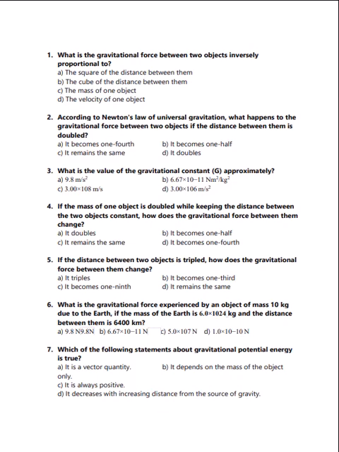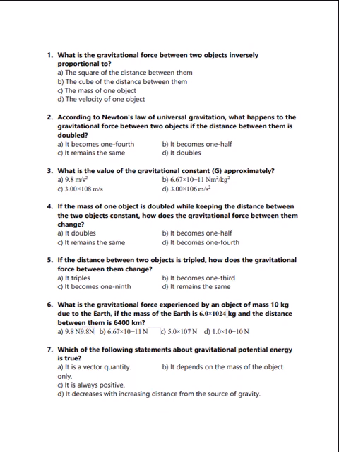What is the gravitational force experienced by an object of mass 10 kg due to the Earth if the mass of the Earth is 6.0 × 10^24 kg and the distance between them is 6,400 km? So options are 9.8, 6.7 × 10^-11, 5.0 × 10^7 Newton, or 1.0 × 10^10 Newton. So the correct answer for question number 6 is A. 9.8 Newton.